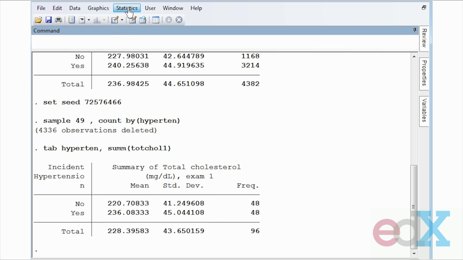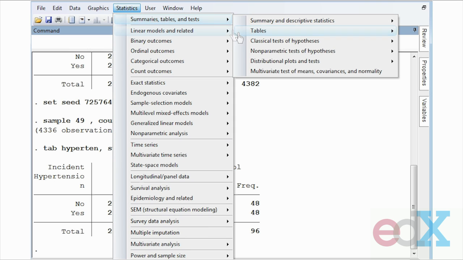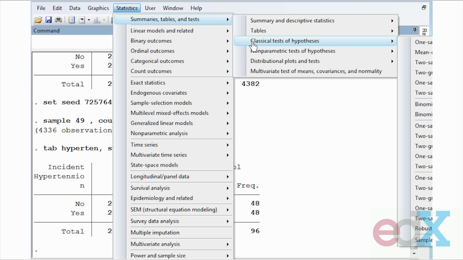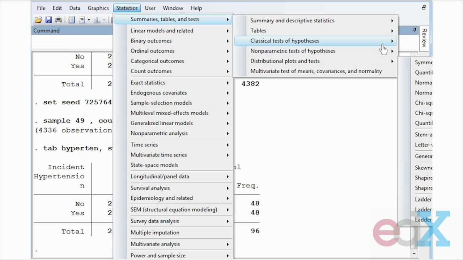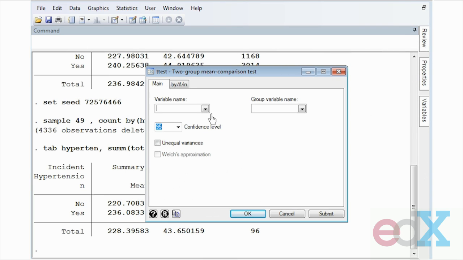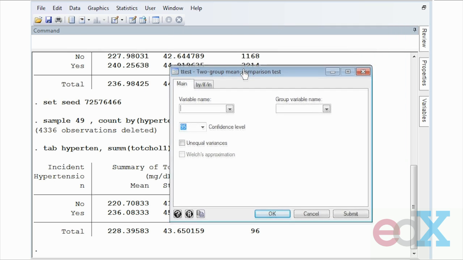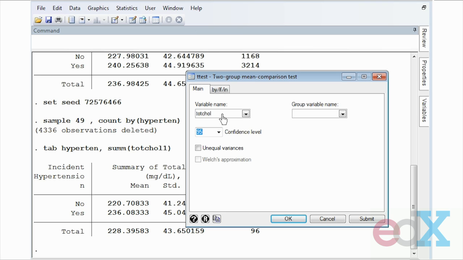Now, we go to statistics, summary tables, and the classical tests of hypotheses. What we want is the two sample mean, so the classical test of hypotheses, the two group mean comparison test. The variable that we want to test is our total cholesterol level at time 1, so it's TOTCHOL 1. And the group variable name is hyper10. Now, are we going to assume equal variances or unequal variances? I recommend you click the unequal variances.